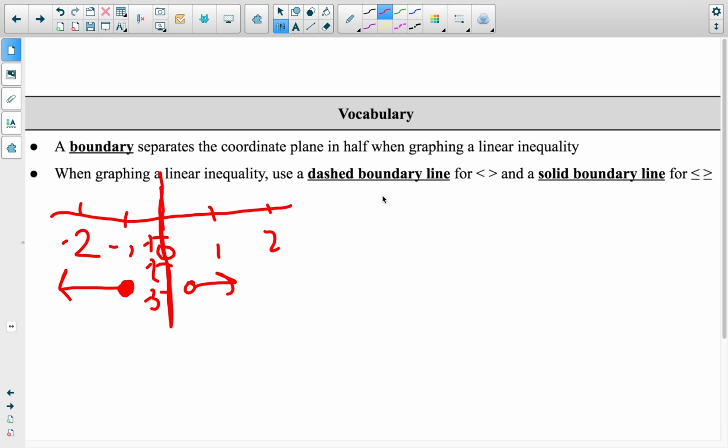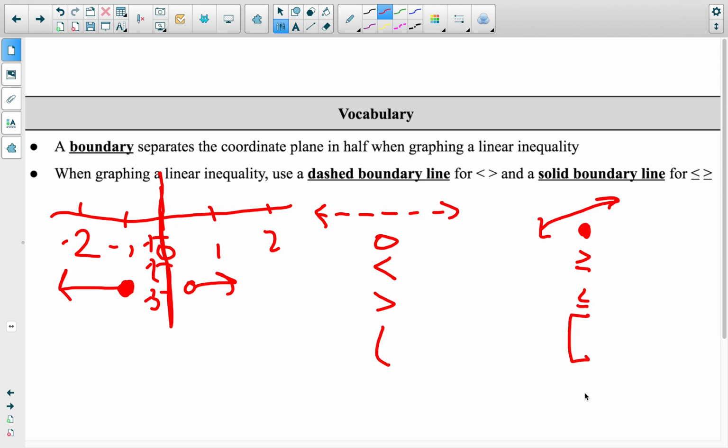And then kind of going along with closed or open circle, we have to decide between a dashed line or a solid line. Okay, and so we'll use a dashed line kind of like when we use an open circle. So we'll use that with less than and greater than symbols, and then we'll use a solid boundary line with filled in circles with greater than or equal to, less than or equal to. So those all kind of go together. If you're thinking interval notation as well, a dashed boundary line would go along with a parenthesis, and a solid boundary line would go along with a bracket.